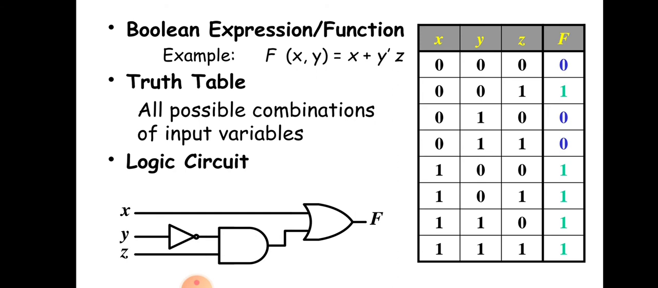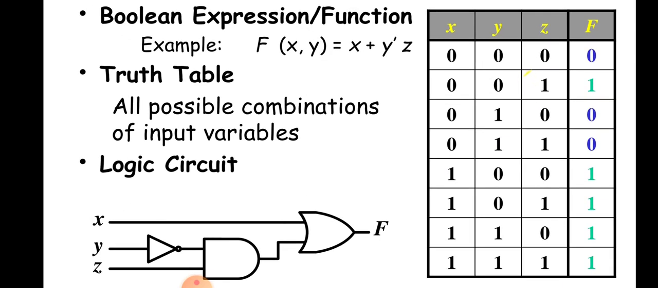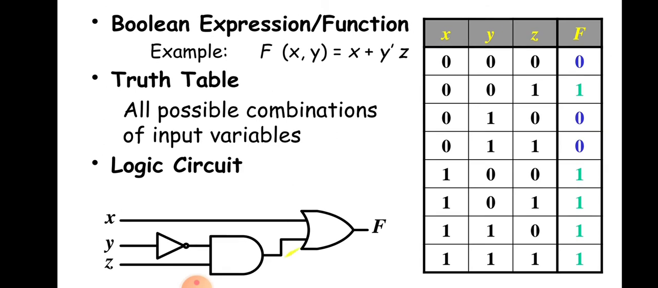Okay, now how do we generate the function? For the 0 0 0 combination it should be 0. For 0 0 1, y complement z is high, so the output should be 1. Next, for 0 1 0 it is 0. For 0 1 1 it should be 0. Then for 1 0 0, 1 0 1, 1 1 0 and 1 1 1, it should be 1.